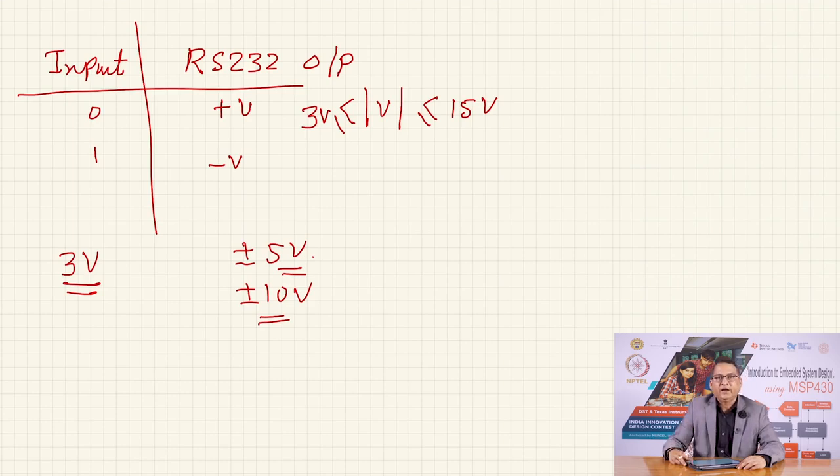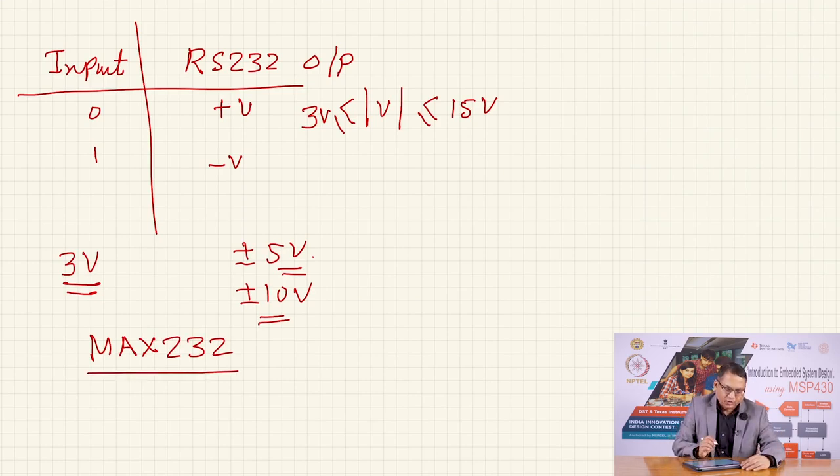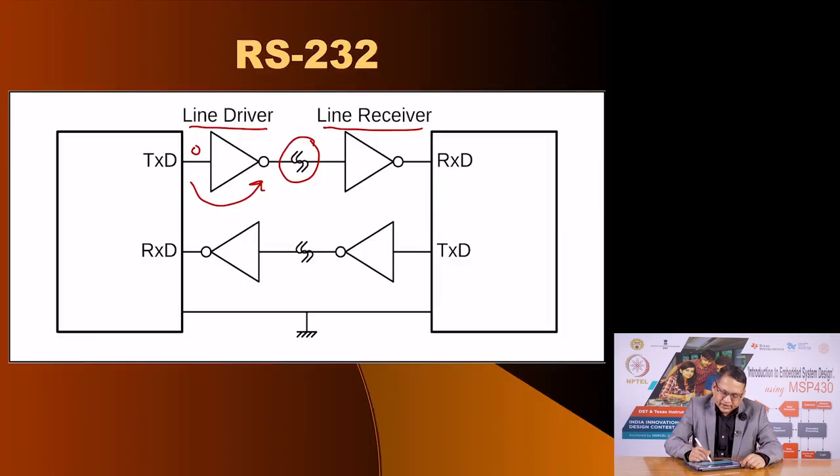Standard line driver ICs, transmitters and receivers are available. For example, there is an IC called MAX232. This will convert the TTL or 3 volt logic levels into RS232 protocol. On the receiving side, it will receive the bipolar voltages and it will invert the logic, and again it will give you the same logic level as required by this device.